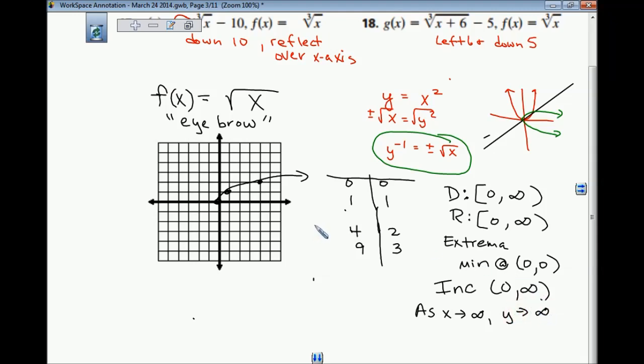Okay. Anything else? Oh, x-intercepts, y-intercepts. What are the x-intercepts? 0. And what are the y-intercepts? 0. Same thing. The x and y-intercepts on this are the point (0, 0).